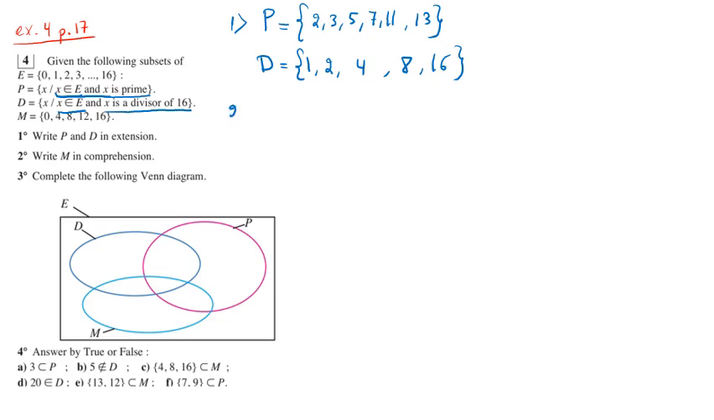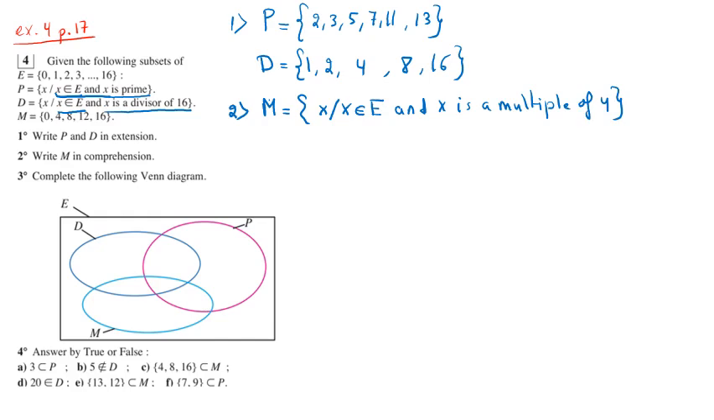Part 2, he asks to write M in comprehension. M is 0, 4, 8, 12, and 16. We start with 0 and add 4, 4. So M is X such that we choose numbers from E. X belongs to E, and X, what are these numbers? 0, 4, 8, 12, and 16. We add 4, 4. Then X is a multiple of 4. We write, in this case, M in comprehension.